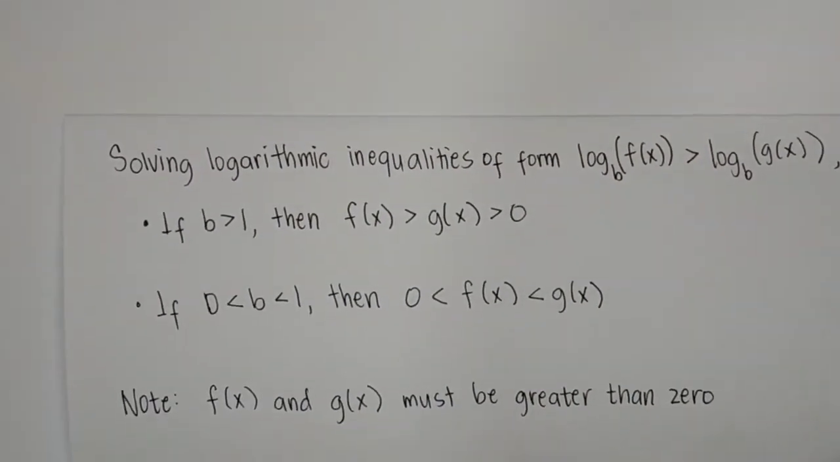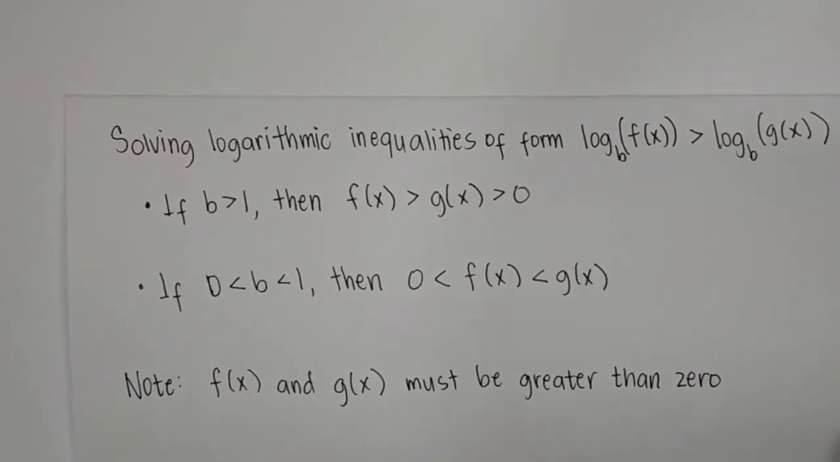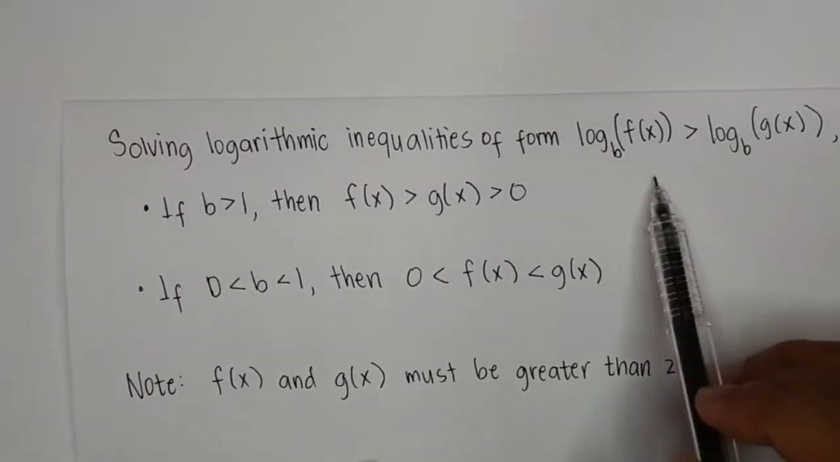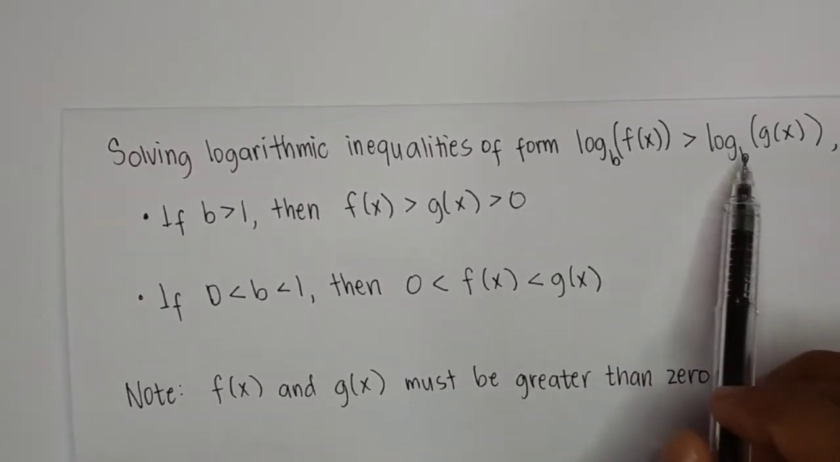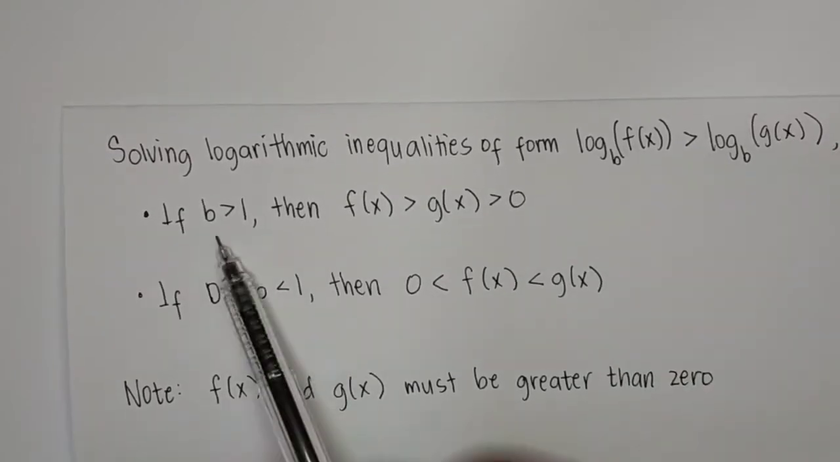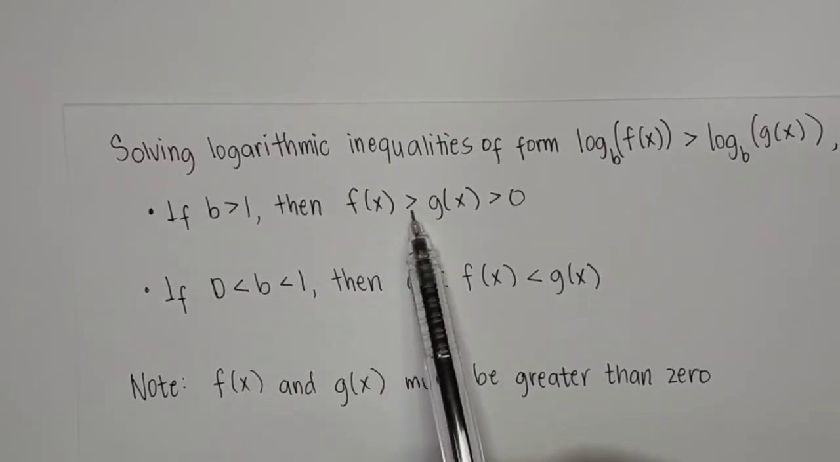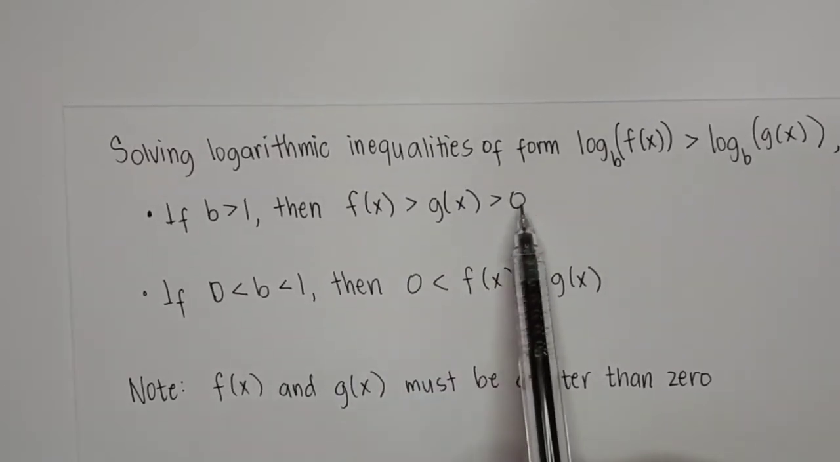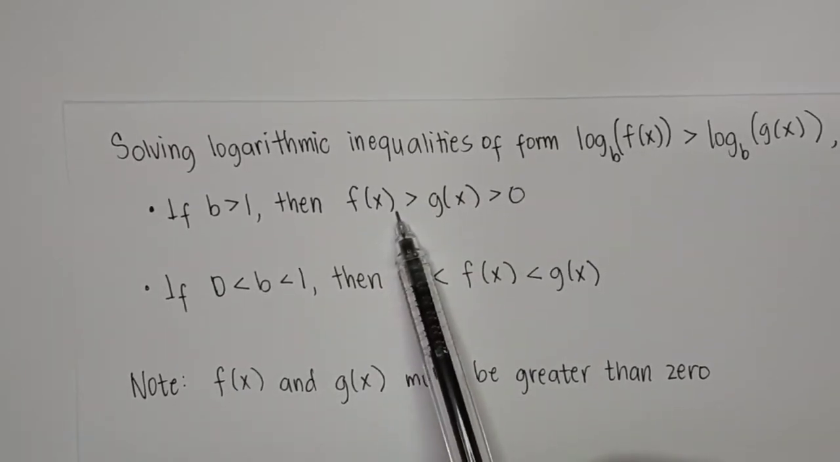So we have here conditions in solving a logarithmic inequality of the form log of f of x to the base b is greater than log of g of x to the base b. If b is greater than 1, then that will be f of x greater than g of x greater than 0. This is how we should solve our inequality.